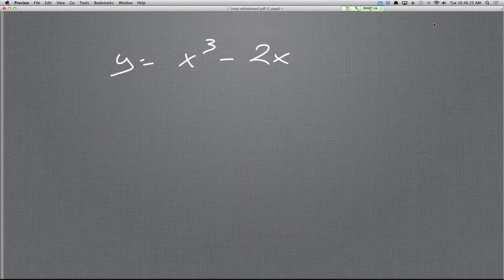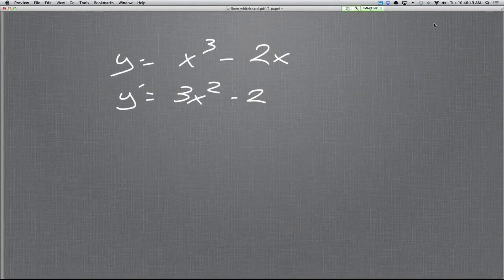So the derivative of x cubed would be 3x squared. The derivative of negative 2x is just negative 2. What technically happens to the x? It has an exponent of 1, and when we bring it down and subtract 1, x to the 0 power is 1. So my derivative ends up being 3x squared minus 2.